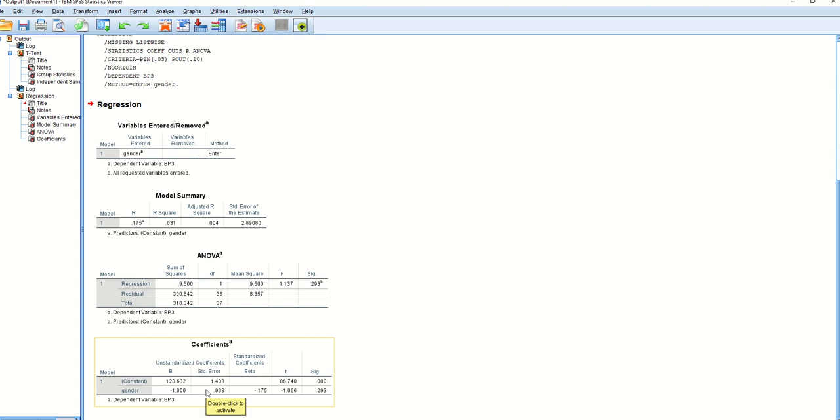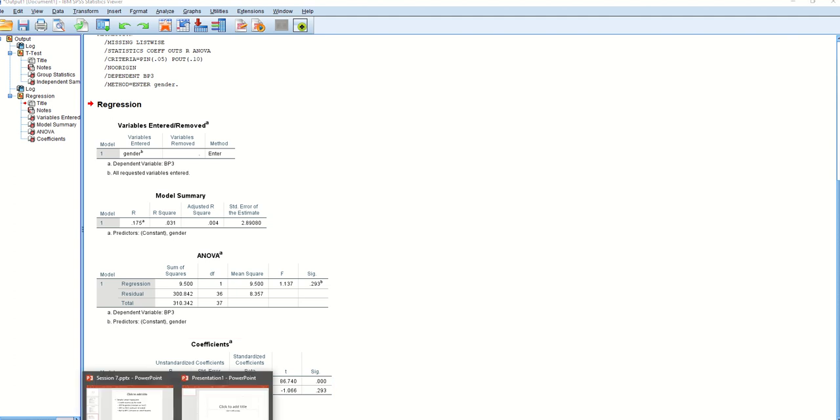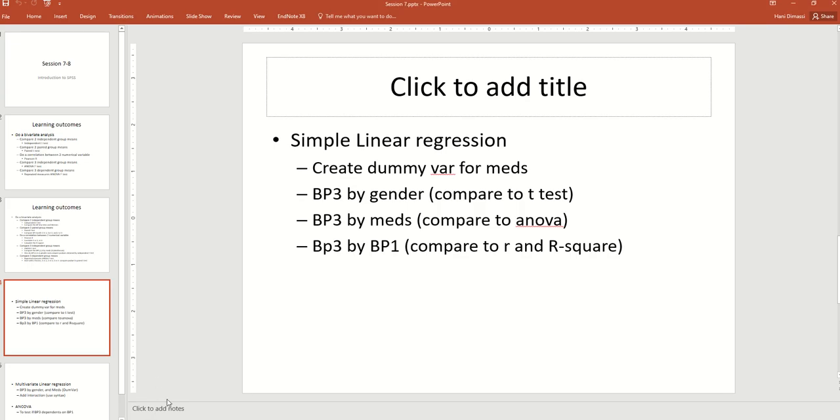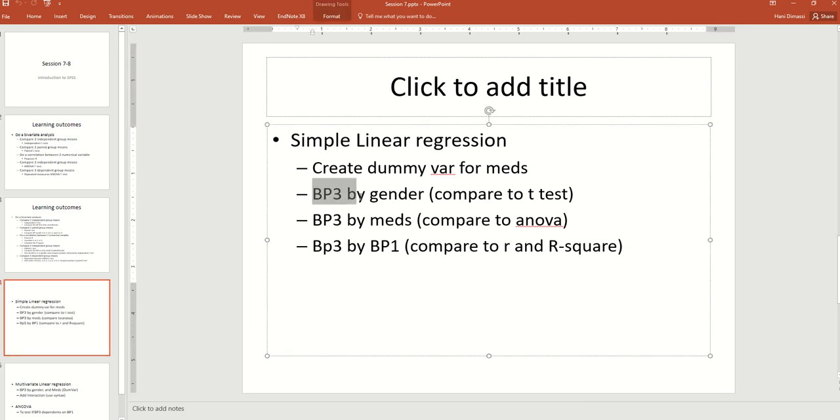So long story short, when you're running a linear regression with one independent variable that is of two levels, it comes out to be exactly like the independent t-test. You're going to get exactly the same results. Okay, so this is what I did here.